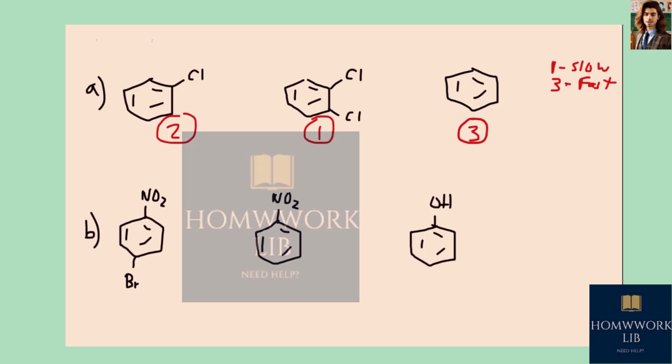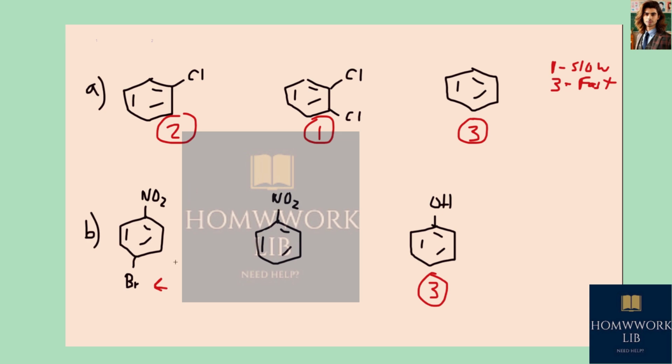So similar situation with B here, right? In this option, you have para-bromo-nitrobenzene. So you have 2 deactivating groups. In this substrate, you have 1 deactivating group compared to phenol, which is an activating group. So it's pretty safe to say that you're going to have phenol being the fastest in this case.